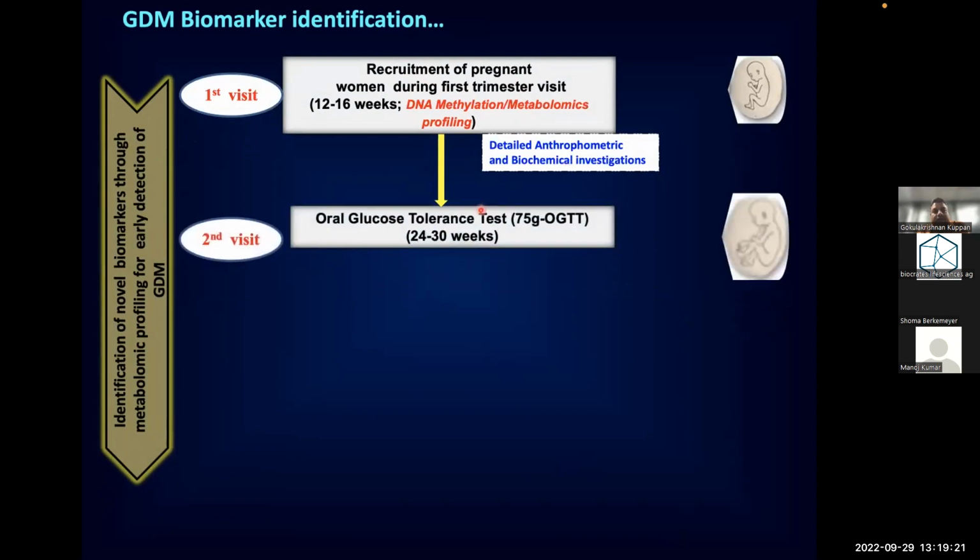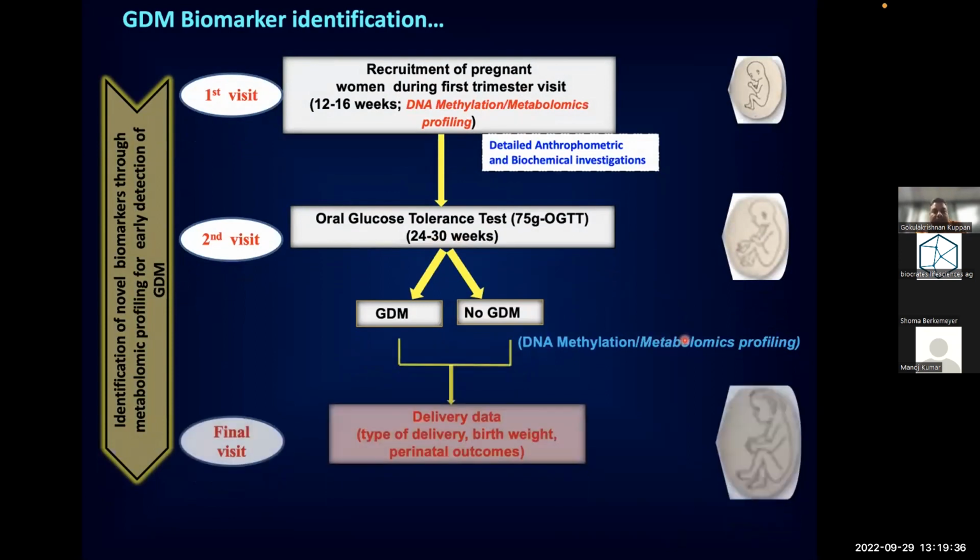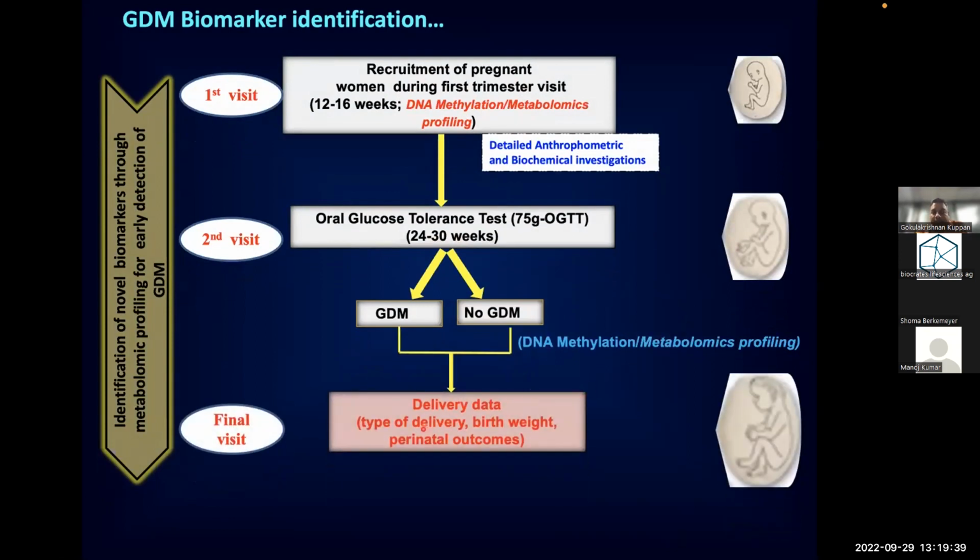And during the second visit, that is during 24 to 28 or 30 weeks of pregnancy, the OGTT will be done to diagnose GDM or non-GDM. And from here, we completed metabolomic profiling as well. And we have the delivery data, including the delivery outcome and birth weight, and we are also following the postpartum cohort. So it's an observational and prospective cohort that we are leveraging for GDM biomarker identification.